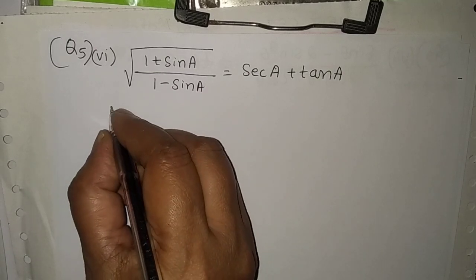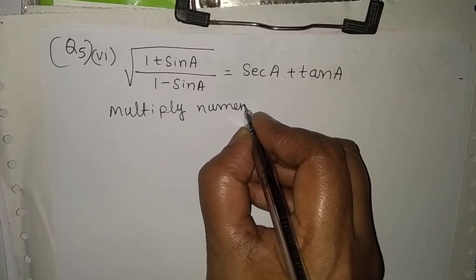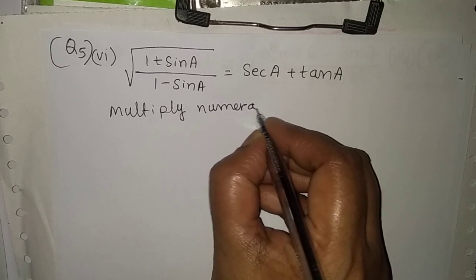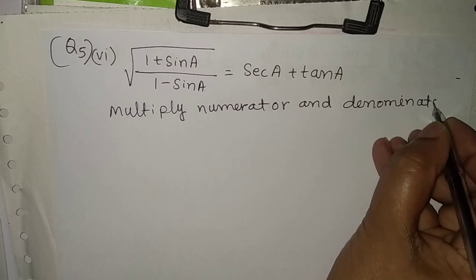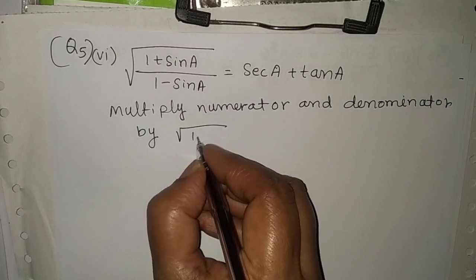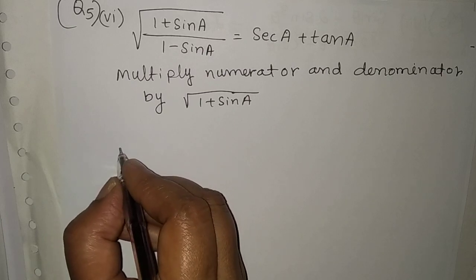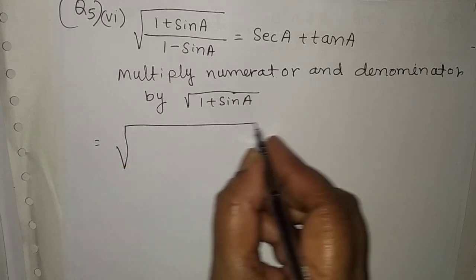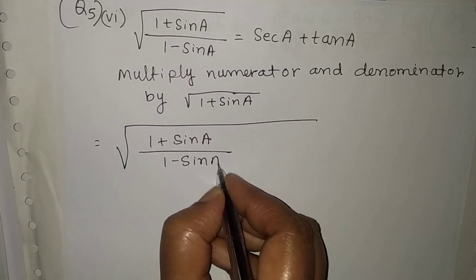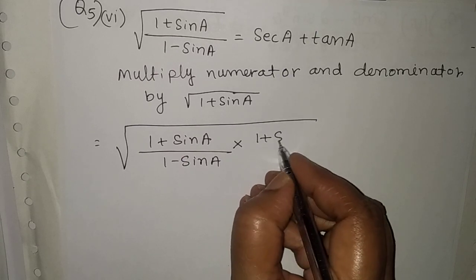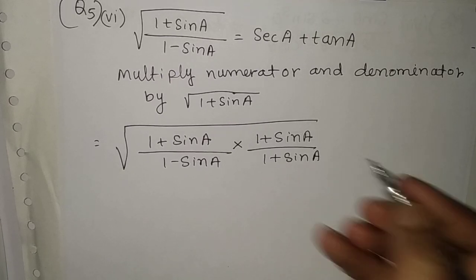the same thing, multiply. First step, multiply numerator and denominator by root 1 plus sin A. Therefore, take the first step, 1 plus sin A by 1 minus sin A into 1 plus sin A by 1 plus sin A, both numerator and denominator.